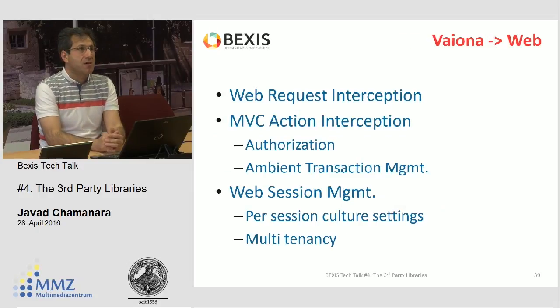Then with the Vaiona, there are also some small utilities that are not of frequent use, but they can be used if needed, like web request interception. It's possible to detect that a web request is made, and then if there is something associated with that, to do it. Action interception, as I said, we are using for different reasons, but just to repeat it, it's mostly for authorization and also for ambient transaction or database session management through a Hibernate technique.